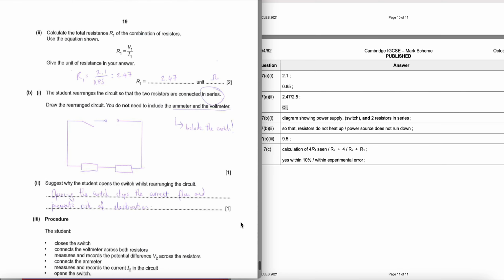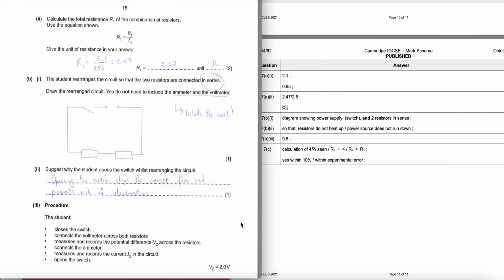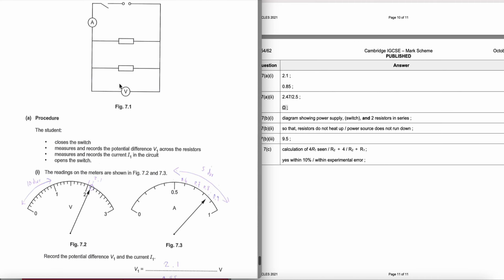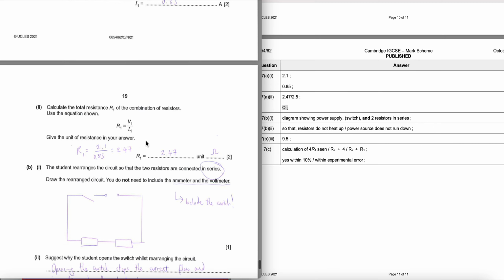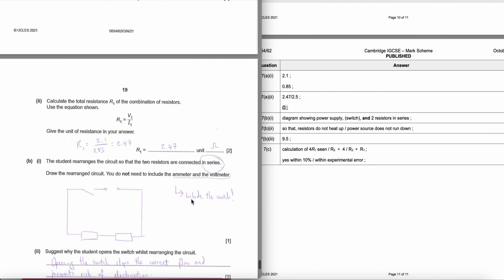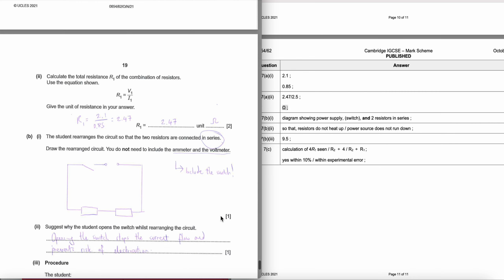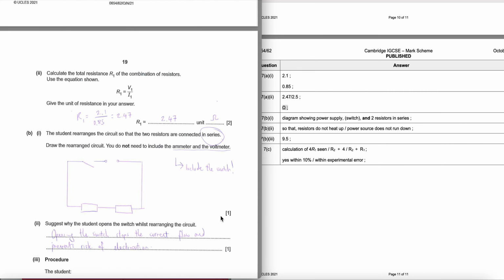Okay, we're then told the student rearranges the circuit, so that the two resistors are connected in series, and we're asked to draw the circuit. You don't need to include the ammeter and the voltmeter. So if we go back, we're basically taking this circuit and rearranging. Okay, power supply and switch, we're going to include them because it doesn't tell us to take it off. Okay, but it does say don't worry about the ammeter and voltmeter, just connect them in series. Well, as you know, series is just a long chain, okay, with the two resistors next to each other.